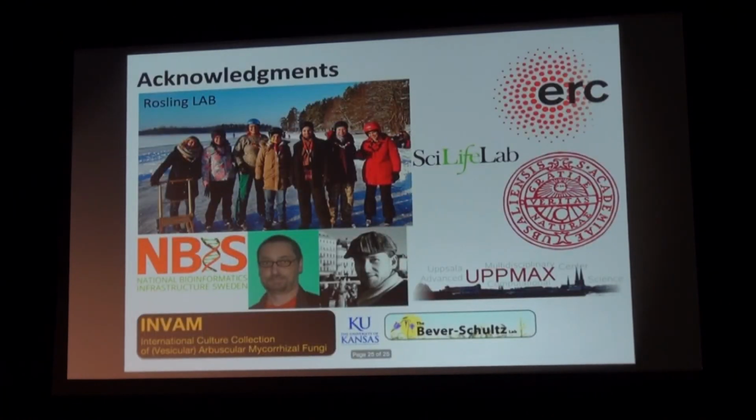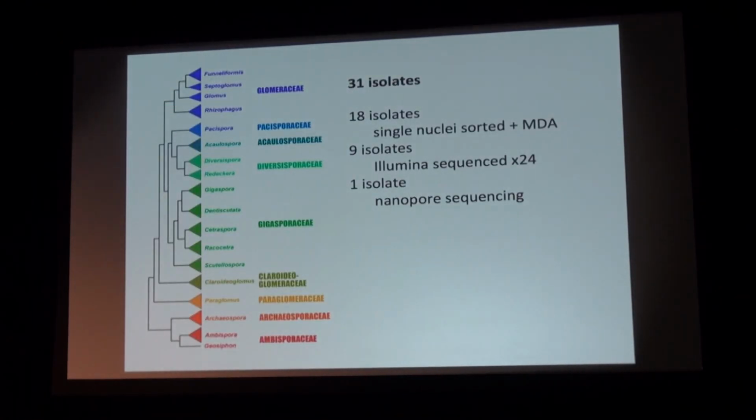So we have 31 isolates, 18 of which are already sorted and amplified. 9 of them we already got the sequence back, and 1 of them we already did nanopore sequencing with. So we hope that soon we will have much more information to resolve this part of the tree of the fungi.